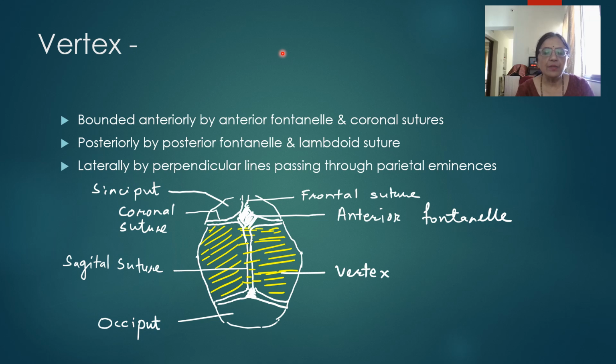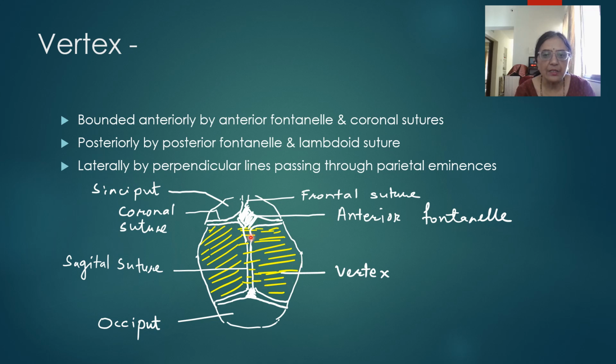Now, what is vertex? That is a very commonly asked question. Vertex is a quadrangular area which is bounded anteriorly by anterior fontanelle and coronal suture, posteriorly by posterior fontanelle and lambdoid suture, and laterally by the perpendicular lines passing through the two parietal eminences. So this is one parietal eminence, this is the other parietal eminence, and perpendicular lines passing through these form the lateral boundary of the area of the fetal skull which is called vertex.